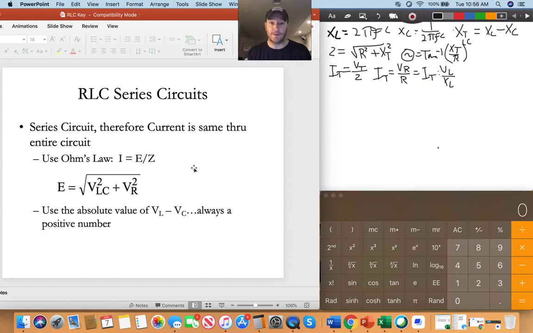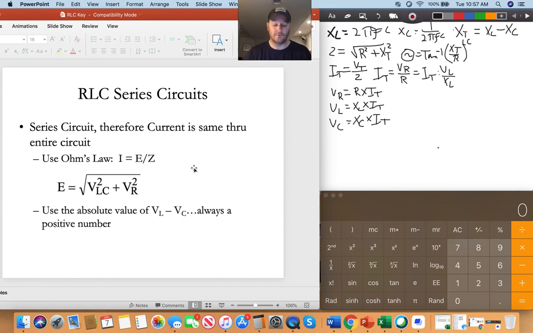Once we get our current total, we can start to get our voltage drops. The voltage drop across the resistor is R times I T. The voltage drop across your inductor would be X of L times I T, and the voltage drop across your capacitor would be X of C times I T. Just basic Ohm's law.